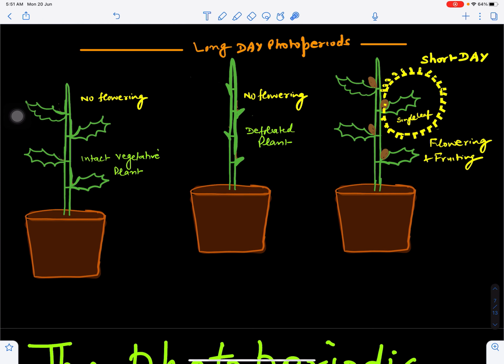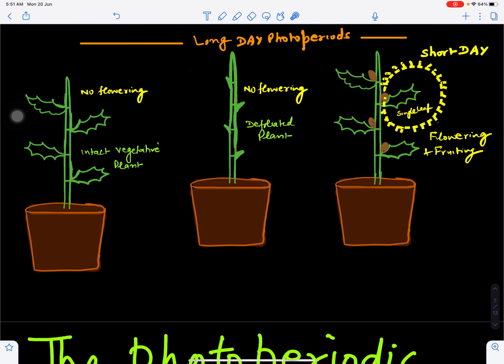Now here we are exposing a short day plant to long day conditions, right? So when we are exposing it to long day condition, this will remain vegetative, no flowering will take place. And when again we have defoliated the plant and expose it to long day condition, no flowering will take place.